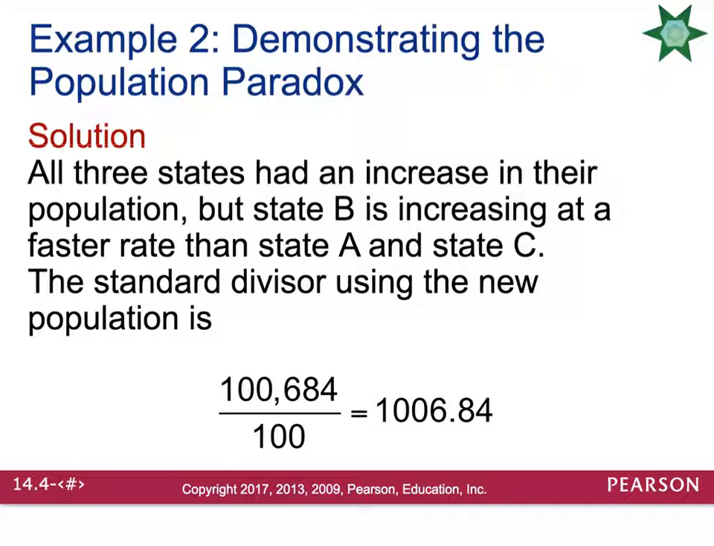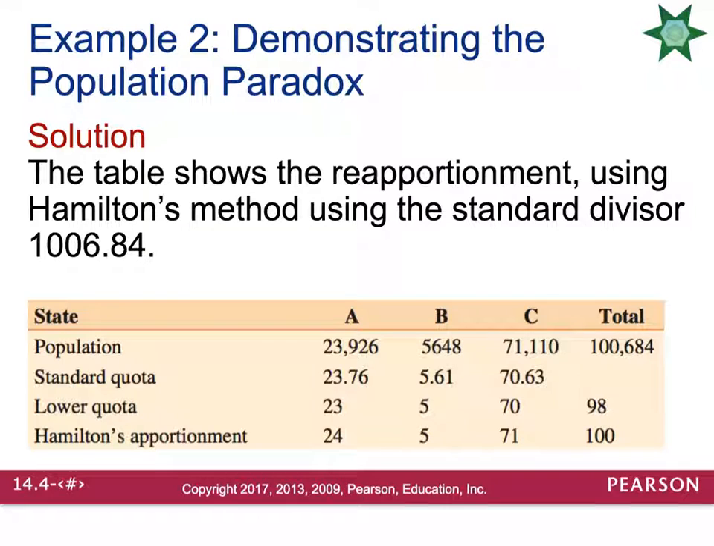The standard divisor using the new population is 1,006.84, our new population divided by our number of seats. Now when we go to our table and divide by our new standard divisor, A is at 23.76, B is at 5.61, and C is at 70.63. Remember, on Hamilton, you always go down to 23, down to 5, down to 70. But if you add those together, you're at 98. You need to be at 100, so you have two extras.